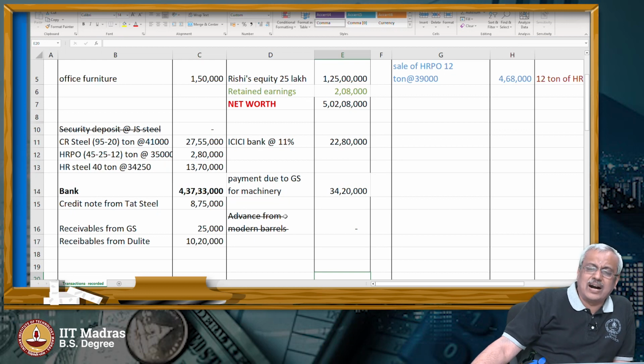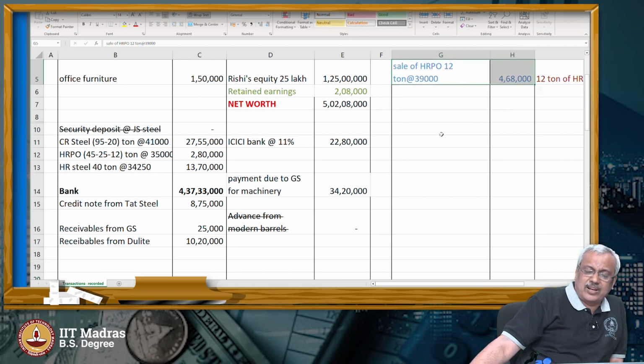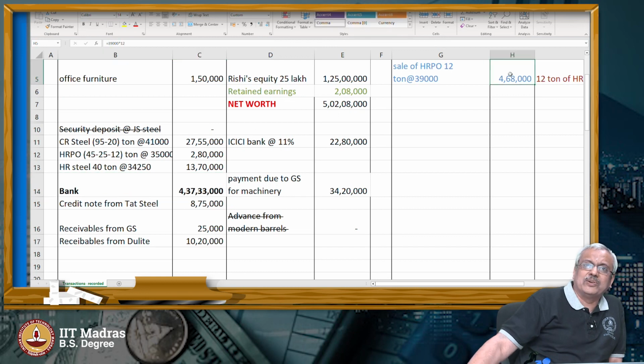I received an advance. So what happens? Complicated. More than 2 heads. Minimum 2 heads, that is what I said. What happened? My revenue has increased, and my bank account has increased. My bank account increase is not exactly equal to the revenue, it is less than that. Why is it less than that?